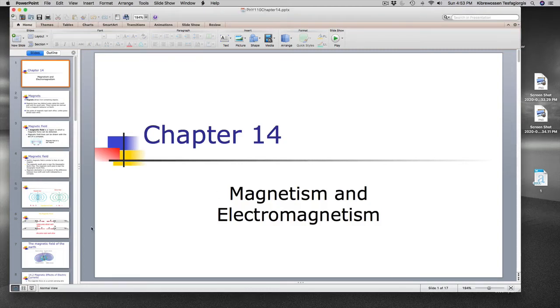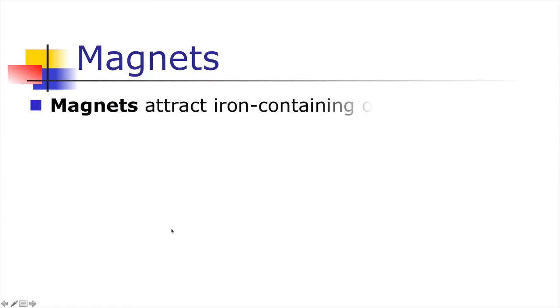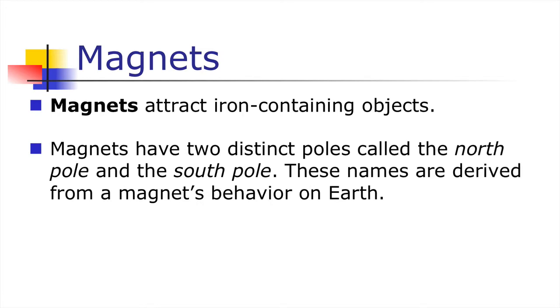Hello there. Let's start a new topic: magnetism and electromagnetism. First thing is magnets. Magnets are some kind of material that attract iron-containing objects. And something that we should know is that magnets have two distinct poles.